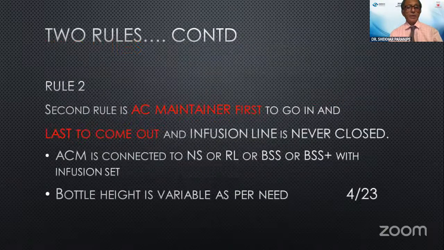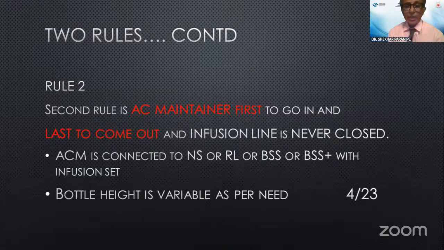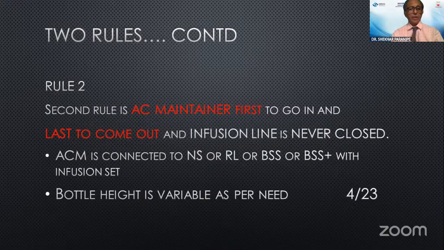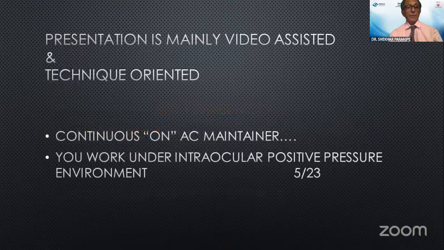The second rule is AC maintainer first to go in and last to come out. And the infusion line is never closed, it is always on. AC maintainer is connected to normal saline, ringer lactate, or BSS with an infusion set. Bottle height is variable as per the need. This presentation is technique oriented, where the AC maintainer is continuously on, and because of it, you work under a positive intraocular pressure environment.